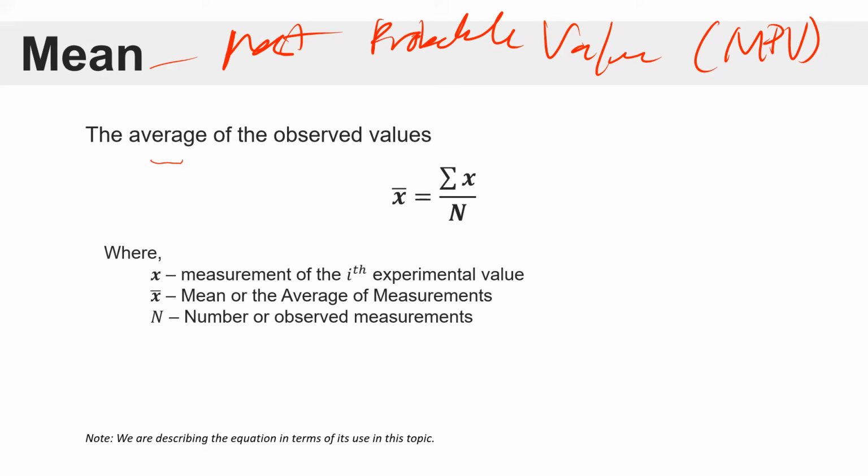So to solve for the mean, we use this formula. So x bar is equal to the summation of x, where x is our individual observation. So we need to get the sum of your individual observation, then divide it by the number of observation.